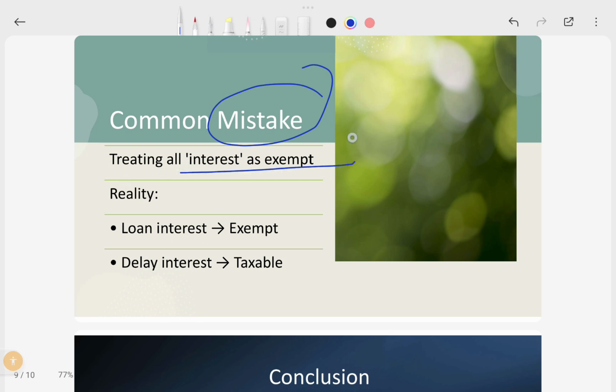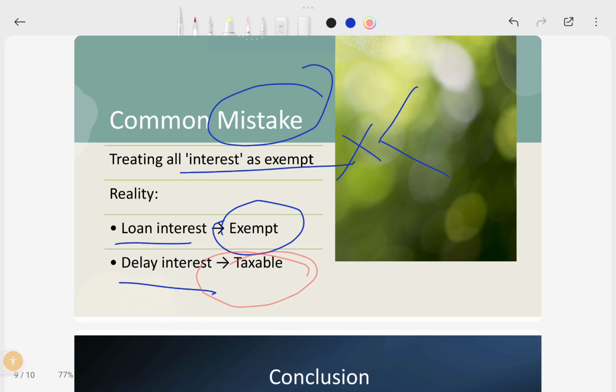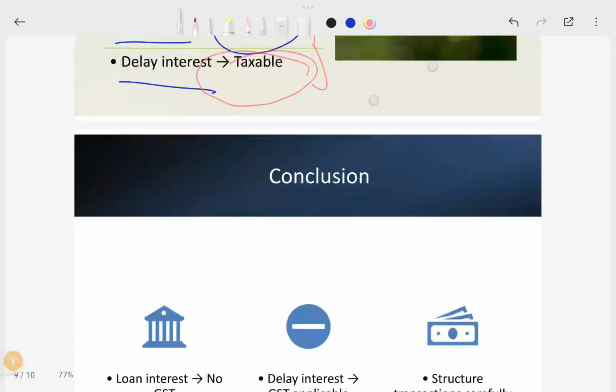Treating all interest as exempt. This is not correct. So we have to check whether it is loan interest or delayed payment interest. If it is loan interest, it would be exempt. If it is delayed payment interest, it is taxable. So be conscious about these points to avoid common mistakes.